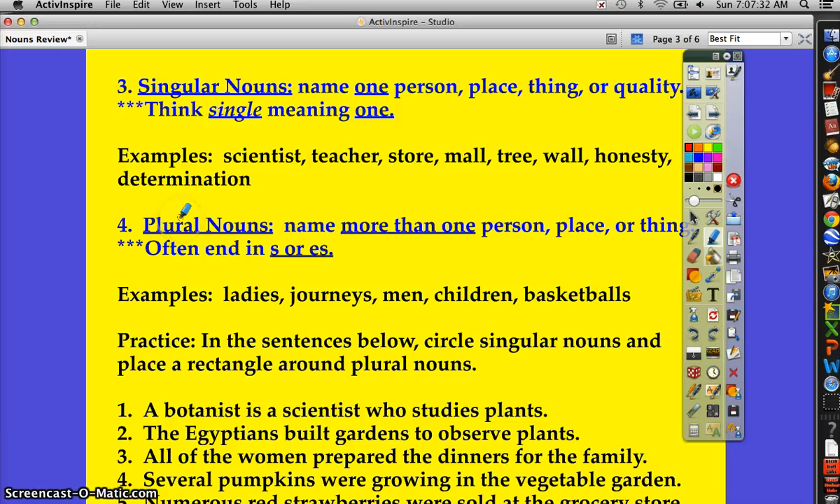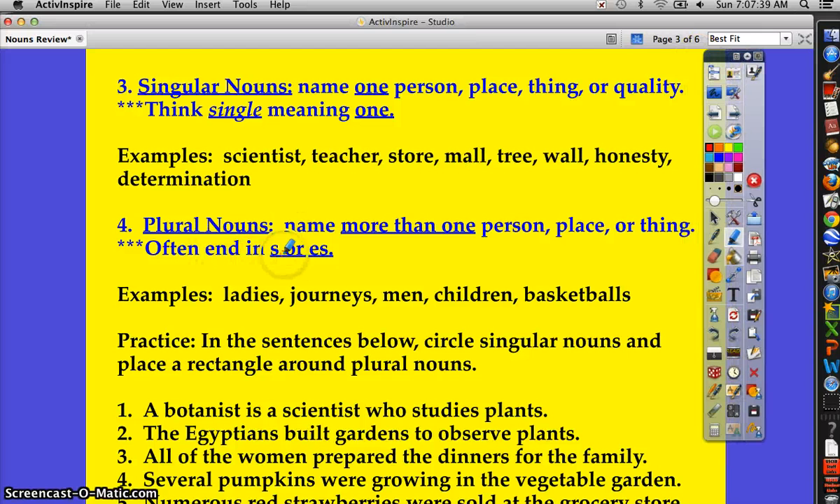Plural nouns we talked about in class name more than one person, place, or thing, and they often end in s or es as well. Not always, but often. We talked about those rule breakers, or those irregular nouns as well. We'll see a couple of those in the examples.